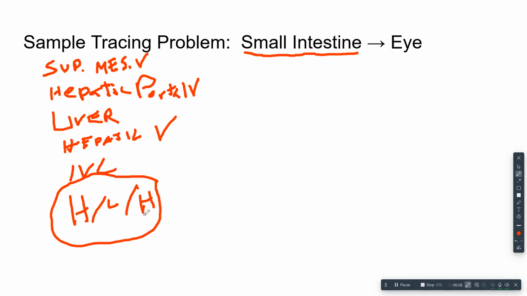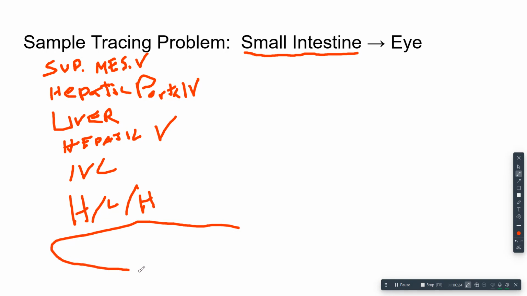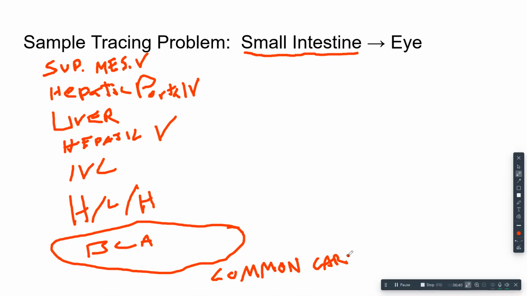And then the last thing in the heart, lungs, heart part was the aortic arch. So it actually does matter whether we're going to the right or to the left eye. If we're going to the right eye, we're going to add the brachiocephalic artery to the common carotid on the right. If we're going to the left, we're just going to take the common carotid.